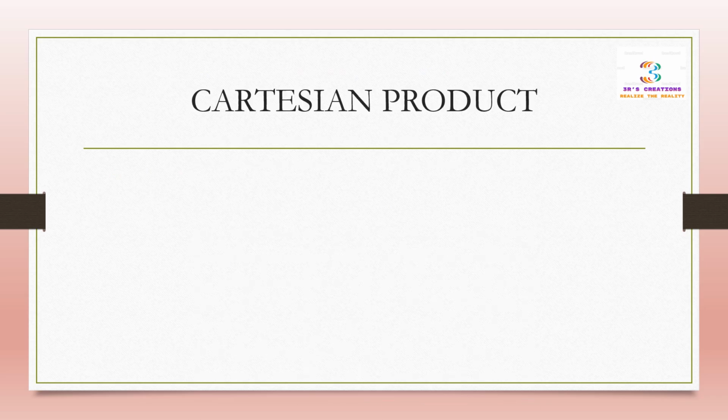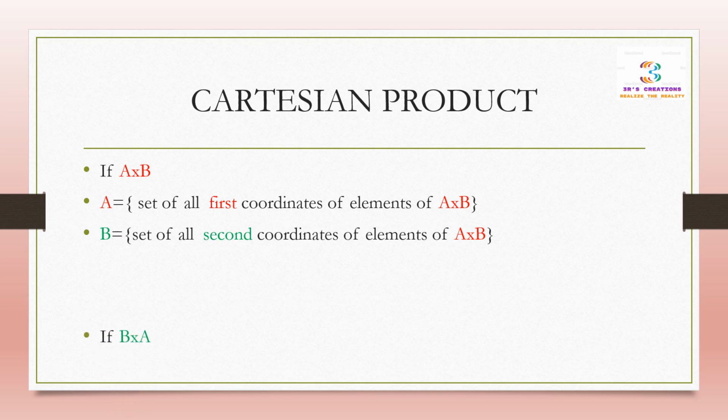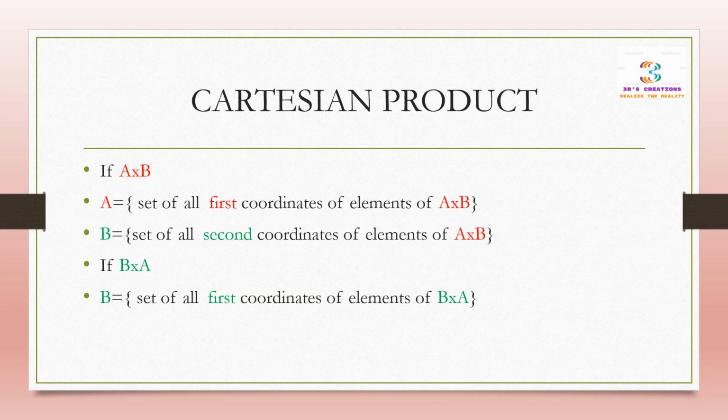In Cartesian product A cross B, A is the set of all first coordinates of elements of A cross B, and B is the set of all second coordinates of elements of A cross B. If B cross A, then B is the set of all first coordinates of elements of B cross A, and A is the set of all second coordinates of elements of B cross A.